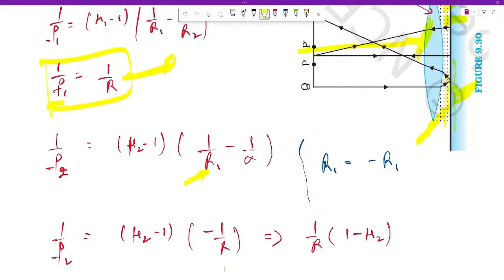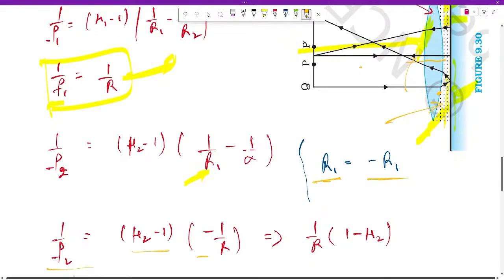R1 for this would be this side, which is equal in magnitude to this one, and its center would lie on the left hand side, so we can write R1 as minus R, as calculated in the previous part. Now substituting 1 by R1 as minus 1 by R, we get 1 by F2 equal to (mu2 minus 1) times minus 1 by R. So 1 by F2 would be equal to 1 by R times (1 minus mu2).